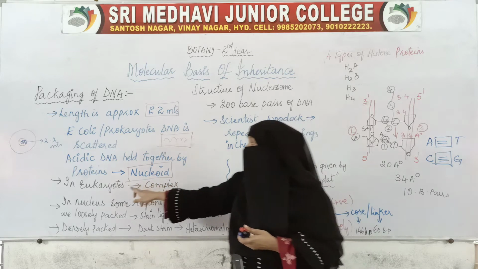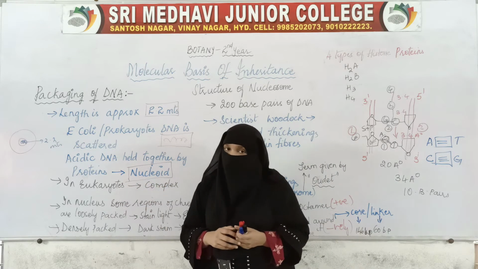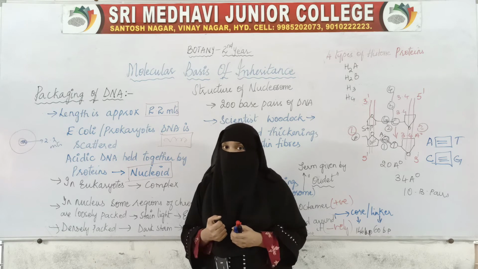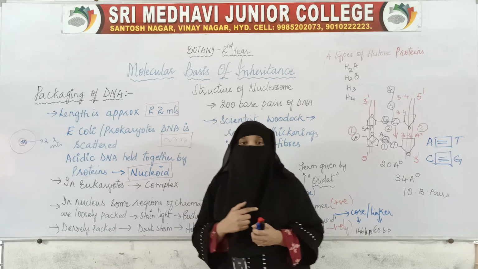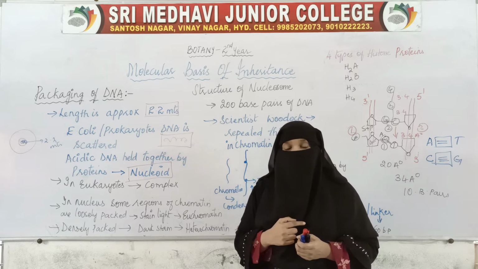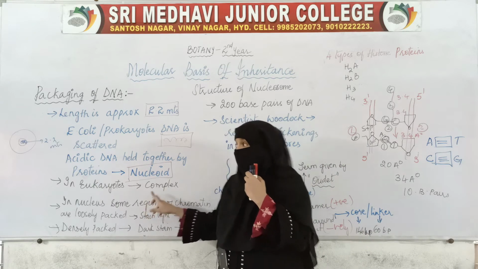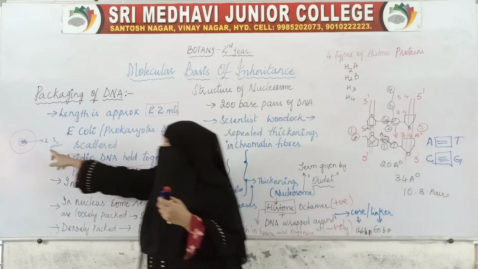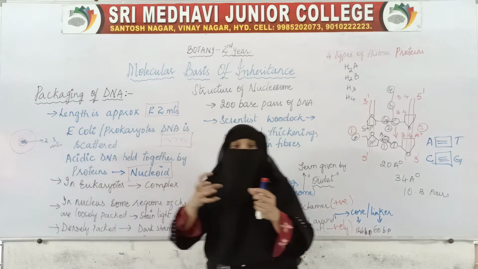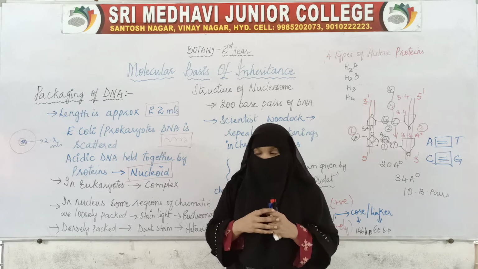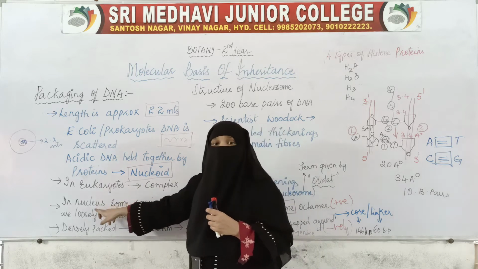Okay. Now eukaryotic cells are very well developed cells. We find a nucleus inside the eukaryotic cell, and all the other organelles are also present. Here the nucleus is present, which makes this packaging very complicated.